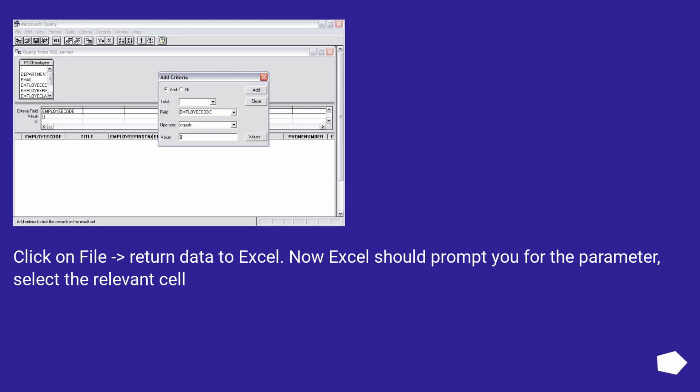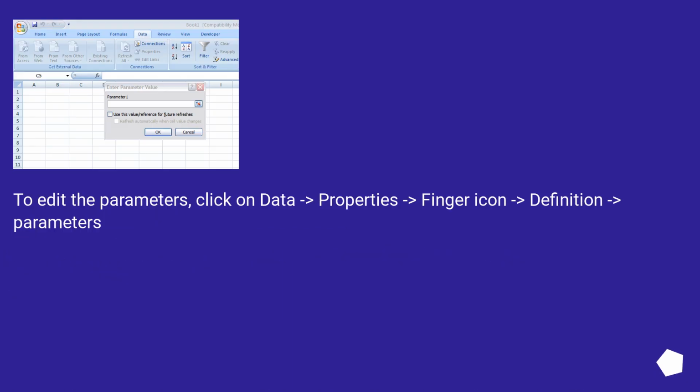Click on File > Return Data to Excel. Now Excel should prompt you for the parameter, select the relevant cell. To edit the parameters, click on Data > Properties > Finger icon > Definition > Parameters.